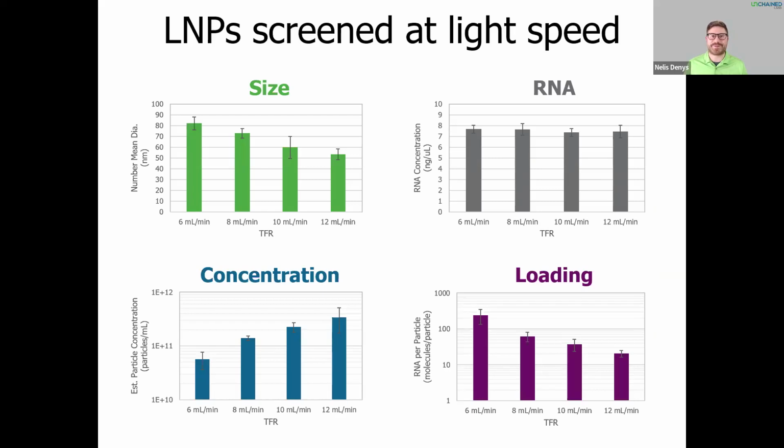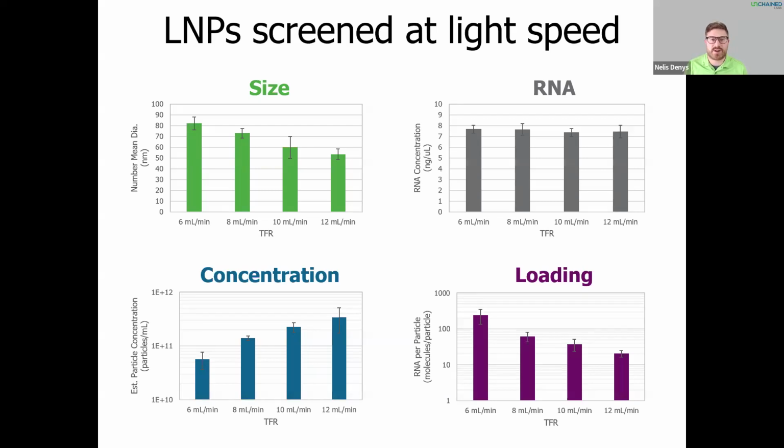Sunscreen was used to produce a range of LNPs at different total flow rates from 6 to 12 milliliters per minute, and samples were characterized on Stunner. As the total flow rate increased, the mean diameter of your LNPs steadily decreased, which is expected as higher total flow rates correspond with increased shear rates during mixing.